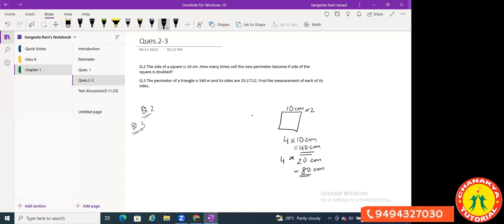Ma'am, my camera is not working, but can I send you a picture? Which picture? Aren't you able to see the screen? I'm able to see, but my camera is not working. No need to send. But have you done your work? I'm trusting you. Yes, ma'am. Very good, Divesh. Very nice.